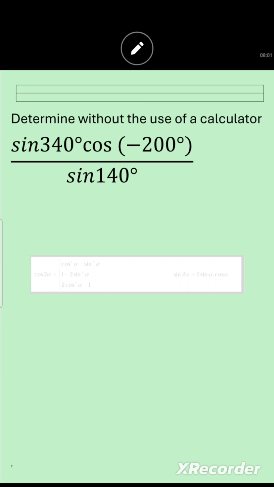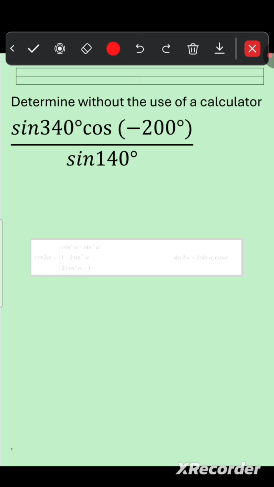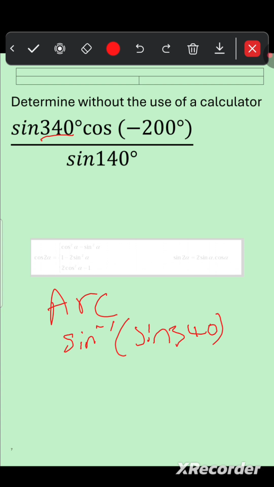Then let me look at this. So when we look at this, 300 is greater than 90. We must reduce that angle there. So for me to reduce I use the arc method, where if it is sine like this, then I say arc sine of sine 310 in my calculator to see what angle I got.